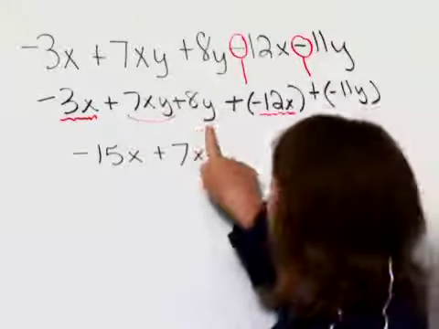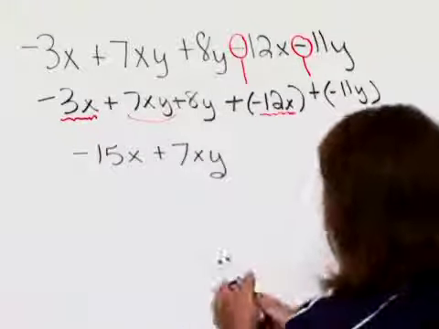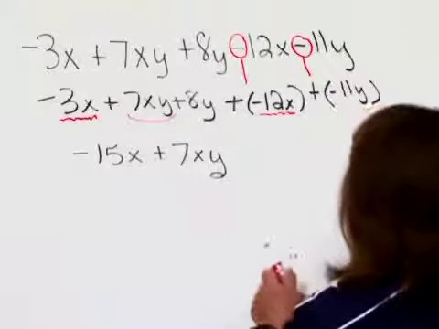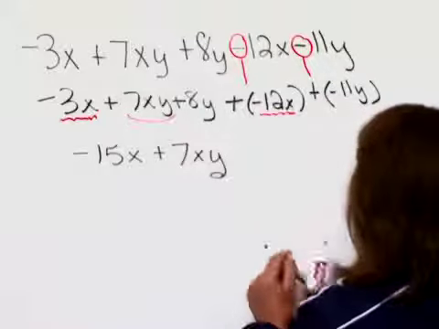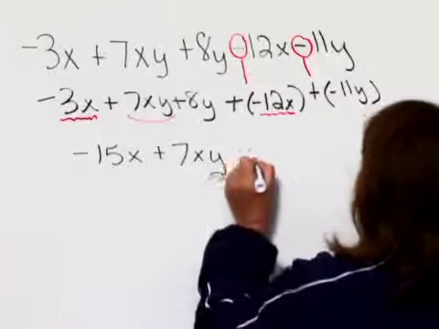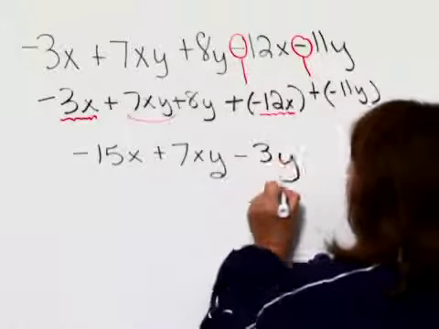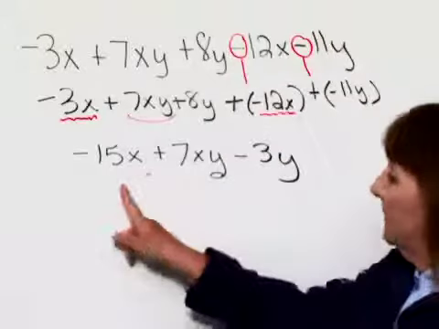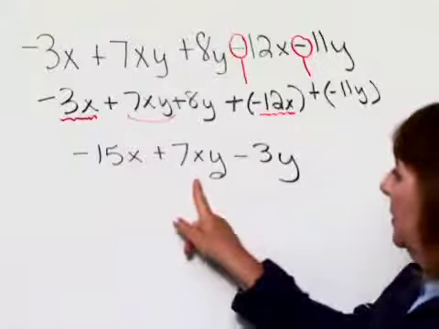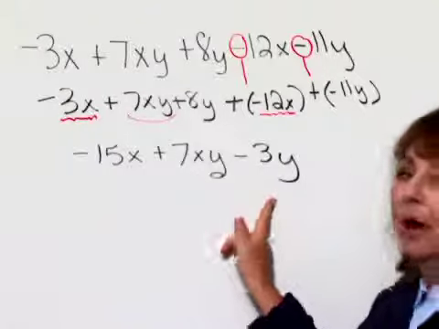So we can see we have 8y and minus 11y left. When we combine those terms, we come up with a negative 3y. Our answer is negative 15x plus 7xy minus 3y.